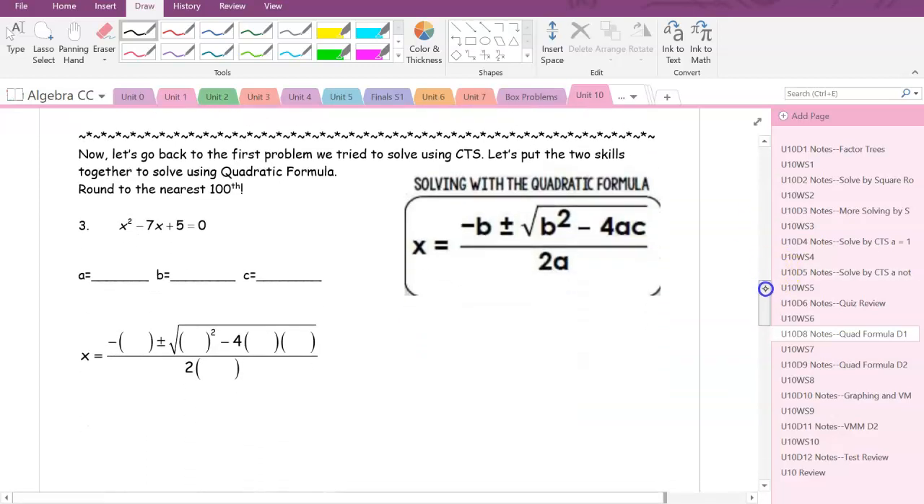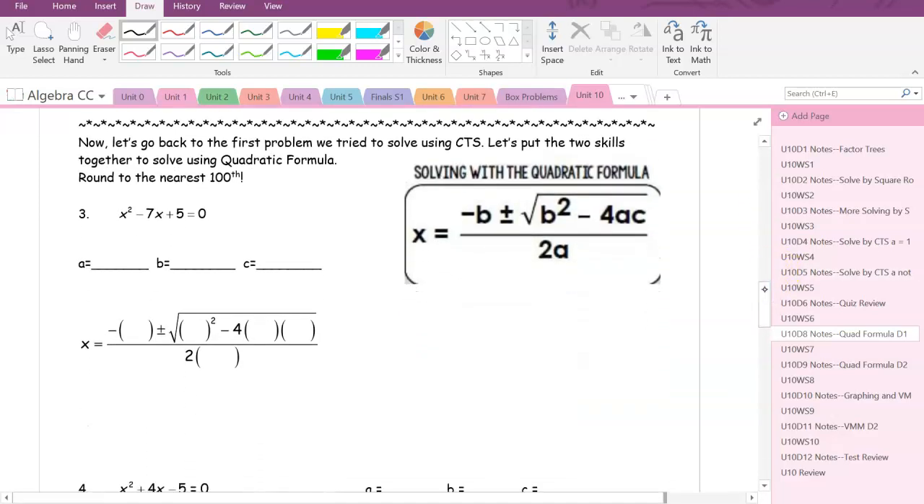All right, so now we're going to put this all together. We're going to go back to the first problem that we tried to solve using completing the square, and we're going to put our skills together to solve using the quadratic formula. When we do the quadratic formula, we are always going to round to the nearest hundredth. All right, so here's your formula right here. The first thing we're going to want to do is identify our a, b, and c values. So our a value is always that number in front of x squared. Our b value we're familiar with from completing the square. That's your negative 7, and your c value is 5.